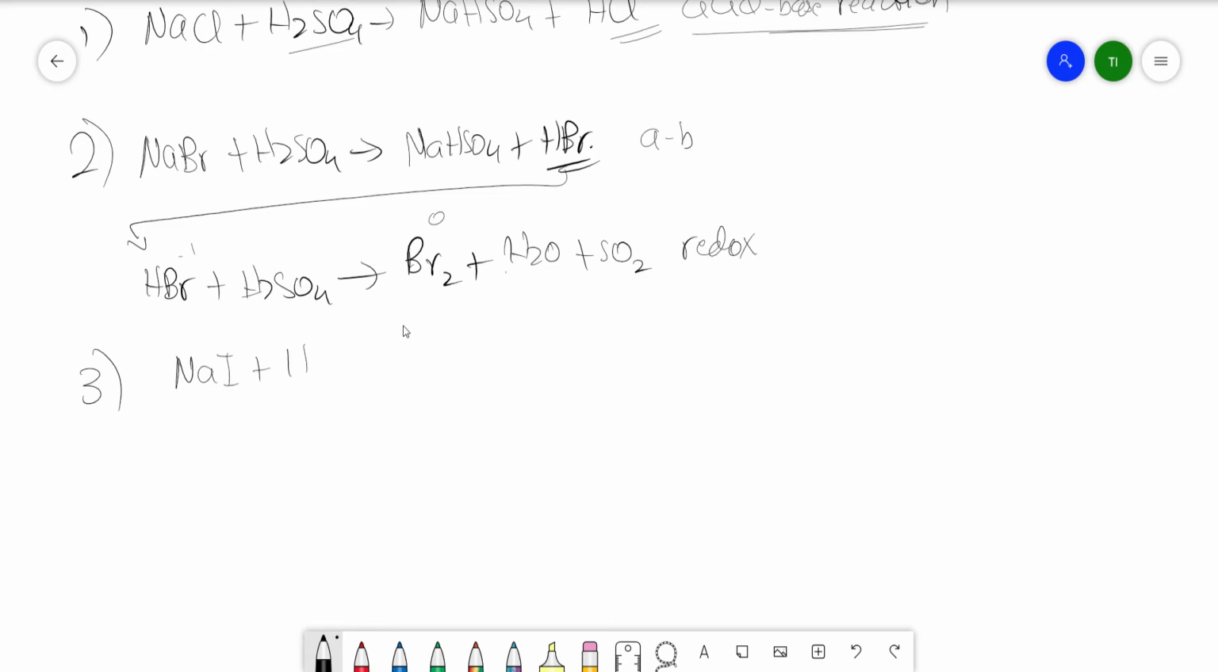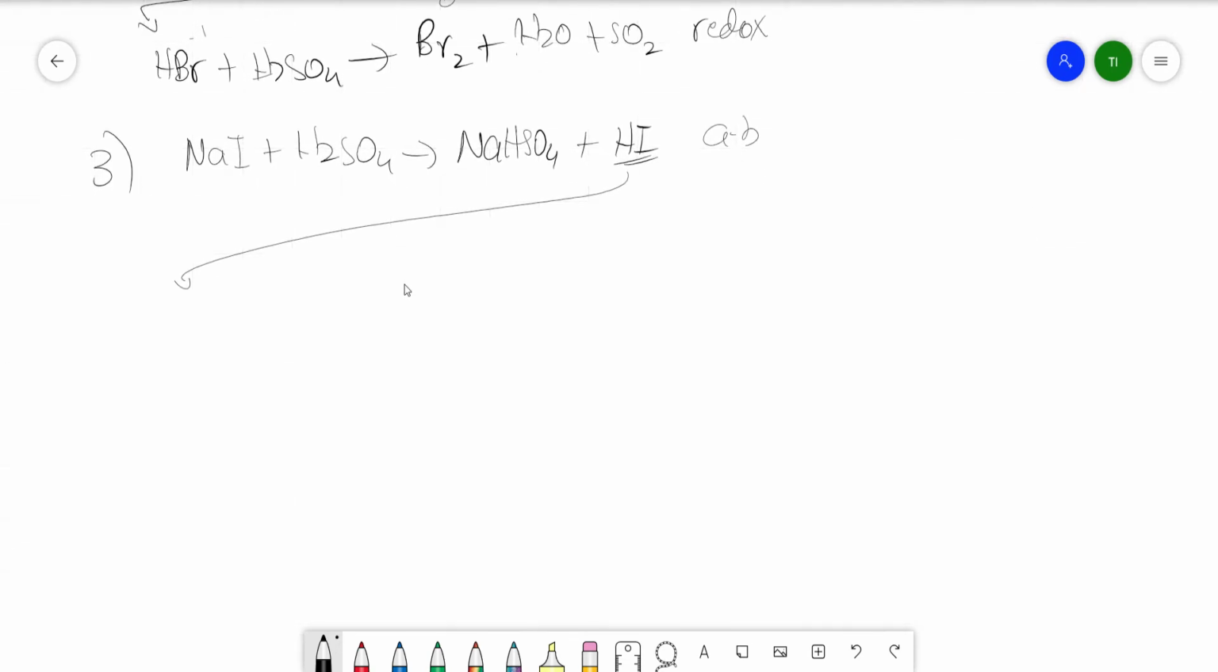Now for the third reaction, NaI plus H2SO4 would give you NaHSO4 again plus HI. With this HI, the I- is a much stronger reducing agent. It's an acid-base reaction, and this gets used up, but in the case of HI, because it's a much stronger reducing agent, three possible reactions can take place. So HI plus H2SO4 would give you, first, similar to this reaction, I2 plus H2O plus SO2. That is the first reaction.